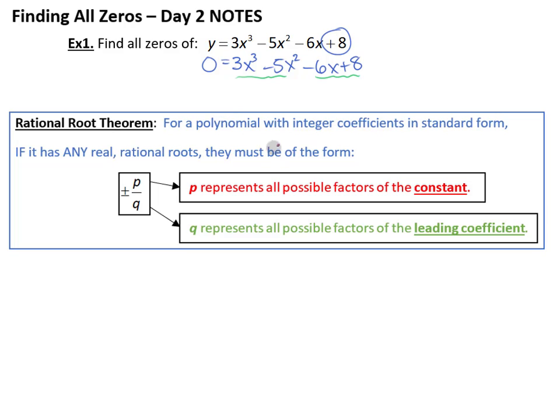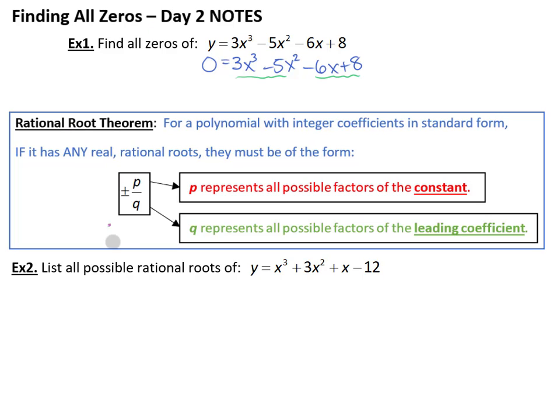So like above, this would be all possible factors of 8 over all possible factors of the leading coefficient, which would be the coefficient in front of the highest degree term. So we would do every factor of 8 plus or minus every factor of 3. Okay, and we could list out a list of possible rational roots to kind of guess and check through. And we will come back and do number 1, but let's just practice finding a list of these first.